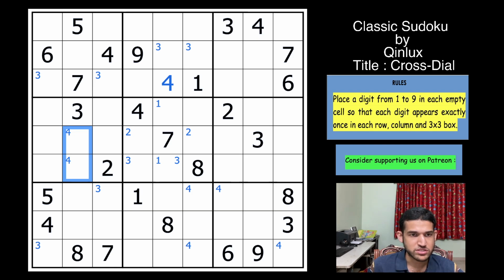As far as the 4s are concerned, let's go to the 5s now. 5 cannot be in column 2. 5 cannot be in column 1. So that gives a 5 in this area. So 5 goes here. The theme sounds, the title sounds really interesting, cross dial. Maybe it's supposed to mean something. Okay, there are only 2 5s in the grid. And I don't think we can get much information with that.